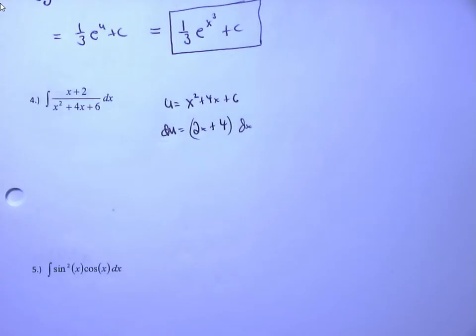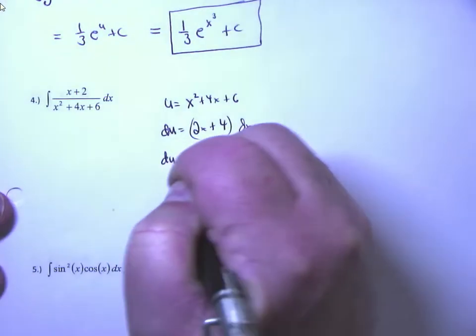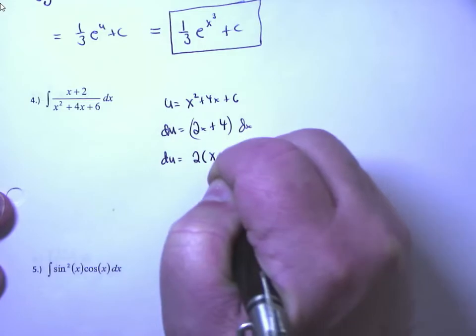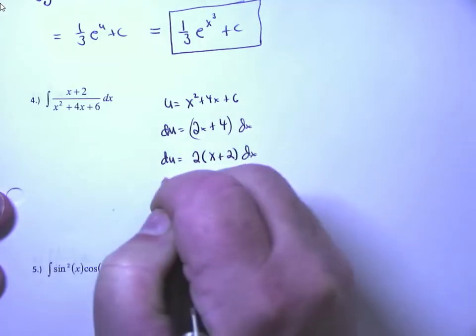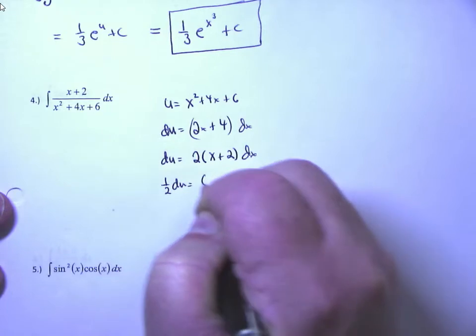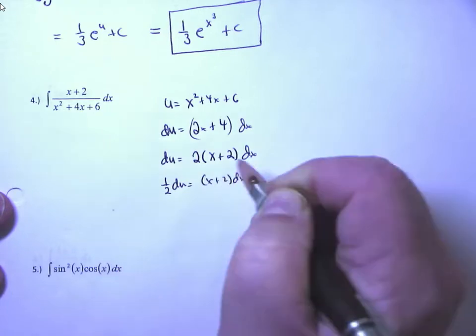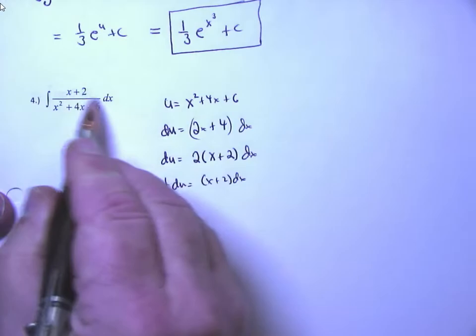Then I try to factor out a constant. What can you factor out of 2x plus 4? A 2. So du is equal to 2 times x plus 2 dx, when I factor out the 2. Move the constant to the other side. 1/2 of du equals x plus 2 dx. Is there an x plus 2 dx in this problem? x plus 2 times dx?